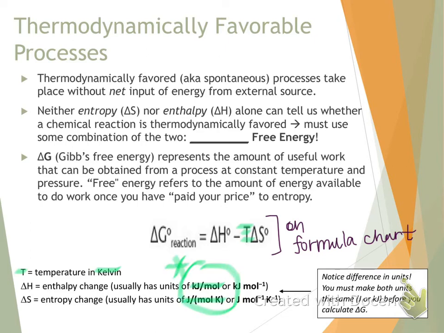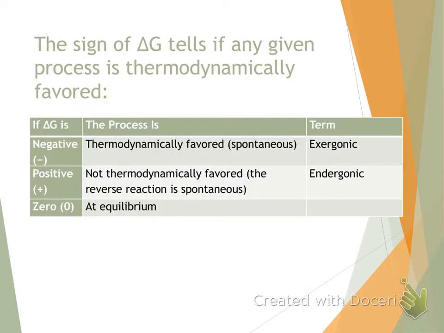Notice that the units for delta H and delta S are different. We have to make sure both units are the same before we go and calculate delta G. We normally end up converting delta S to kilojoules rather than joules to solve for delta G in kilojoules, since that is what it is generally measured in.